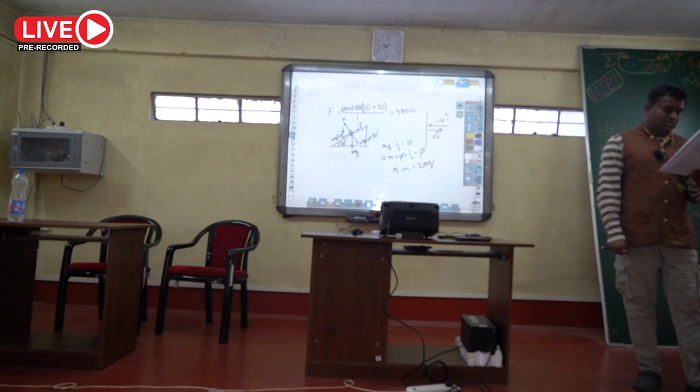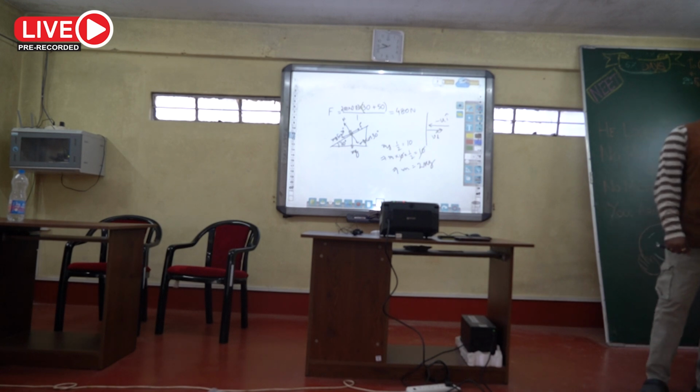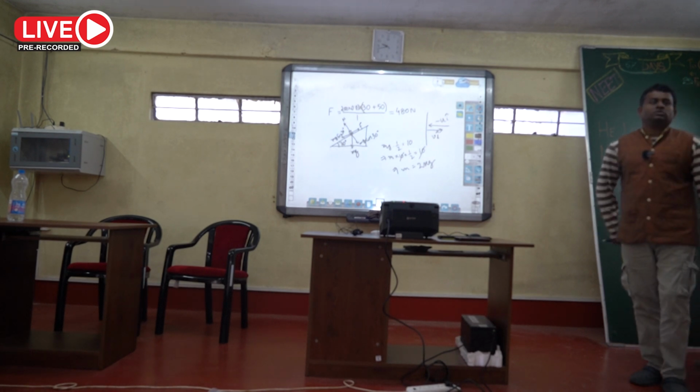Question number 8. A mass of 1 kg is suspended by a thread. It is lifted up with an acceleration of 4.9 meter per second square and then lowered with an acceleration of 4.9 meter per second square. The ratio of tension in the first case to the second case is, that you have to find out.